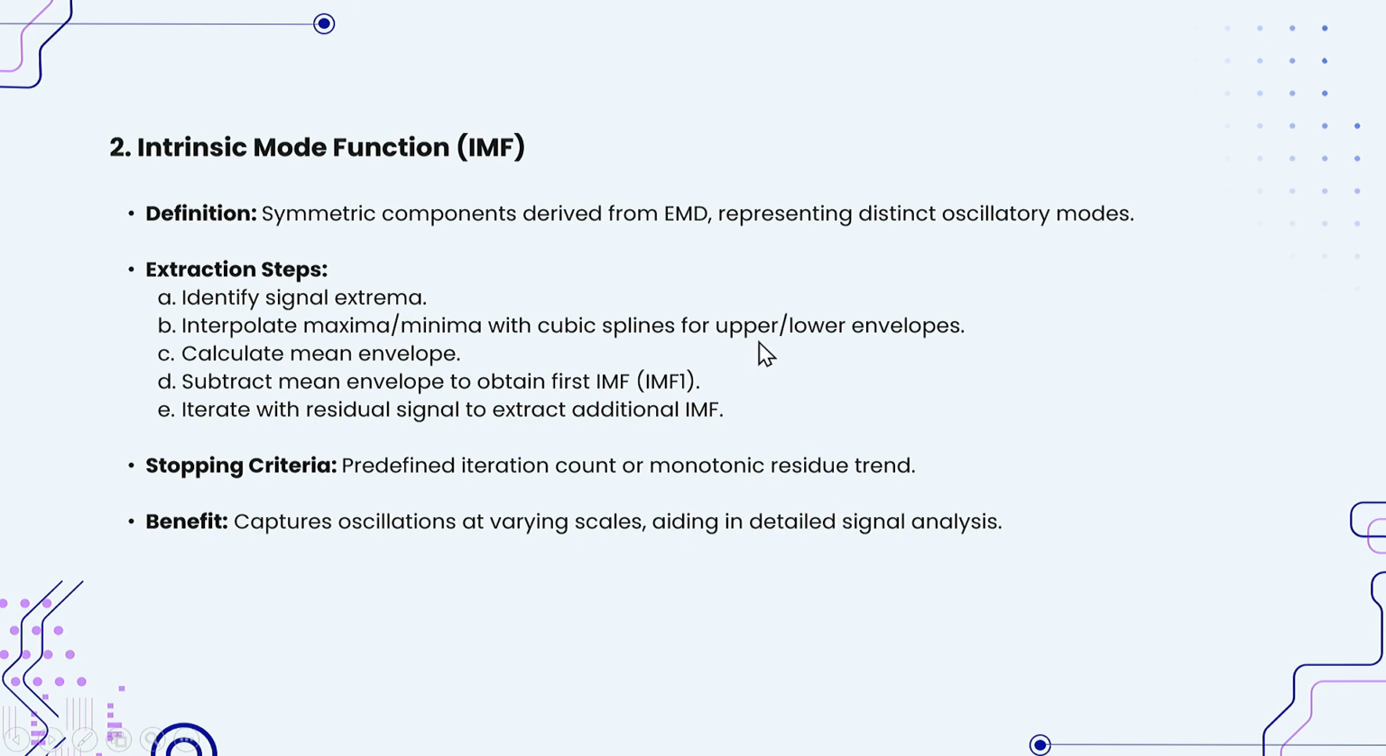IMFs: when we decompose the signals, the signals get separated into different IMFs. Basically, it means the signals get decomposed on different levels, and from each IMF we take out the important features.